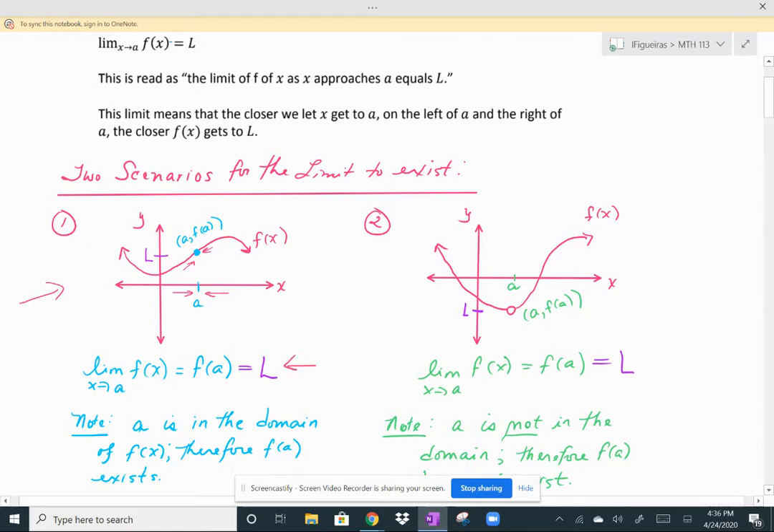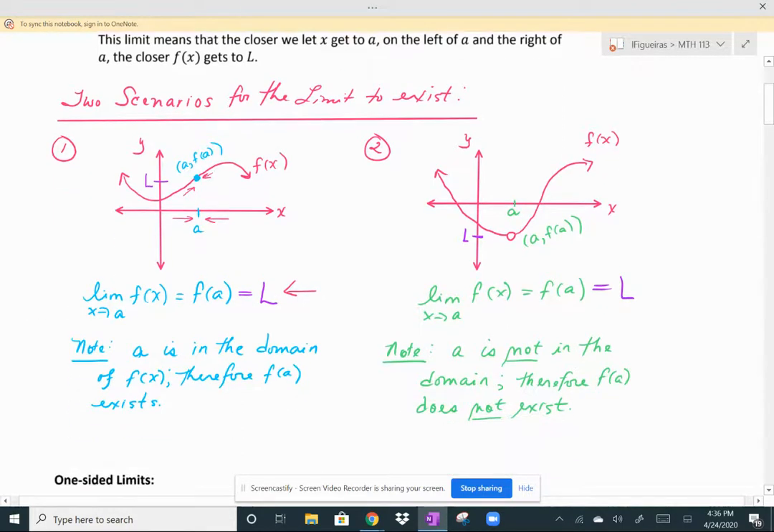And so in this case, when it is converging to a point that actually exists on the graph, you can say that a is in the domain, and therefore the limit value and f of a are the same.